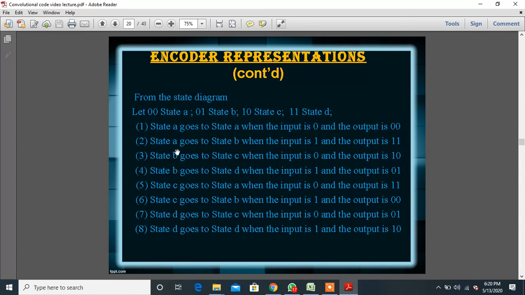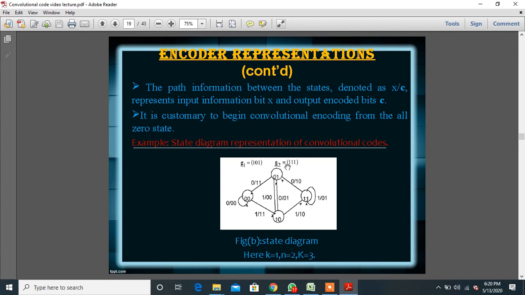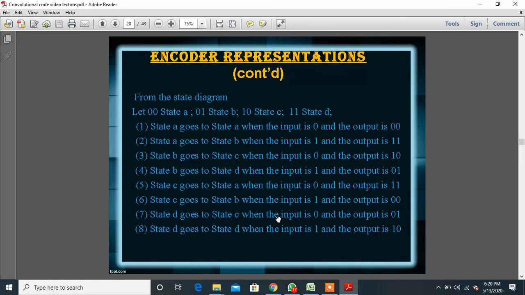Then second, state A goes to state B when the input is 1. So initially we assume that input is 0; second time we are assuming that input is 1. So what will be the output when state A goes to state B when the input is 1? State A, input 1: the output will be 1, 1 and it goes to state B. It is shown over here. State B. Clear? And the output is 1, 1.